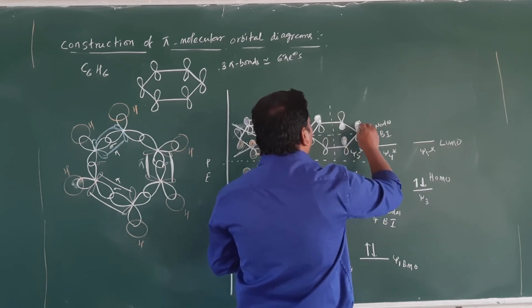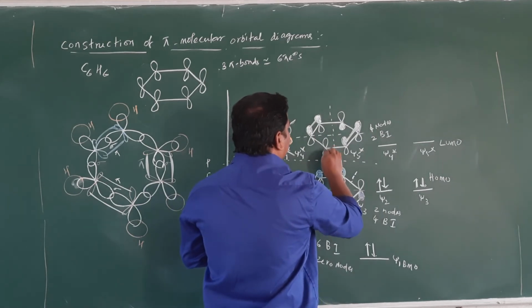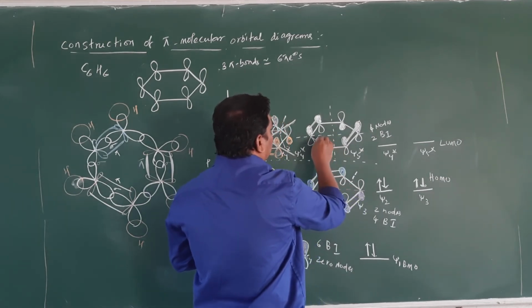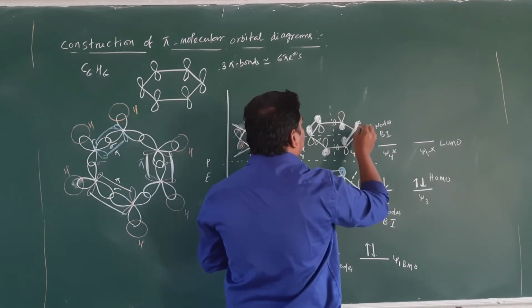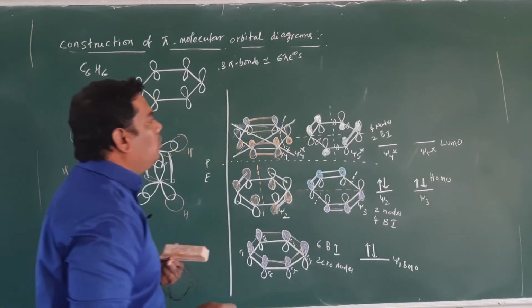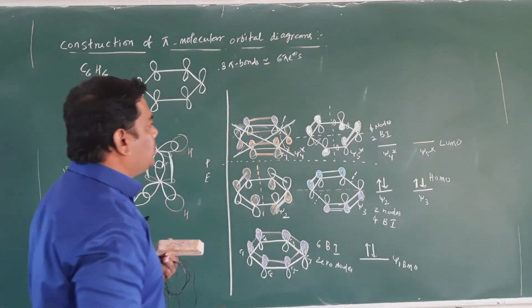So this is the bonding interaction, and this is unshaded. Clear, student? So here we have one nodal plane. This is the nodal plane, this is the nodal plane, and this is the nodal plane. So here we have the 4 nodal planes and 2 bonding interactions are present.